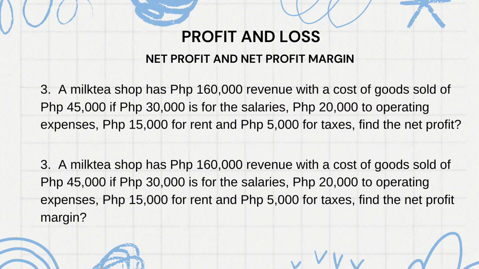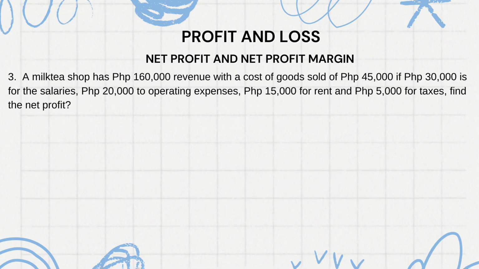Next, proceed to the third problem, net profit and net profit margin. The first problem is net profit. A milk tea shop has 160,000 revenue with a cost of goods sold 45,000. If 30,000 is for the salaries, 20,000 to operating expenses, 15,000 for the rent, and 5,000 for taxes.